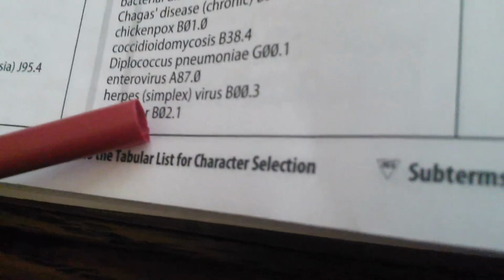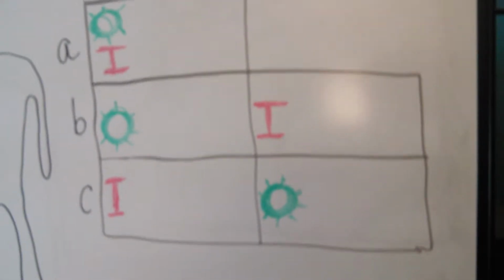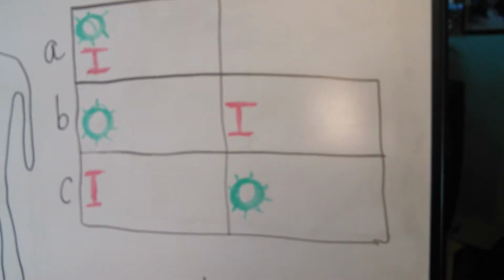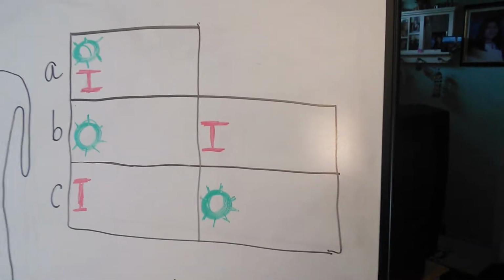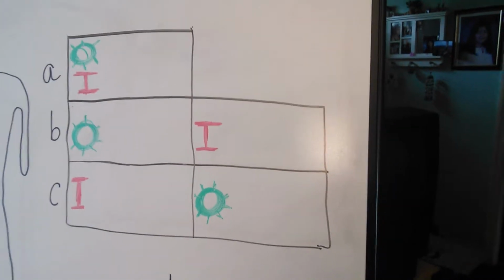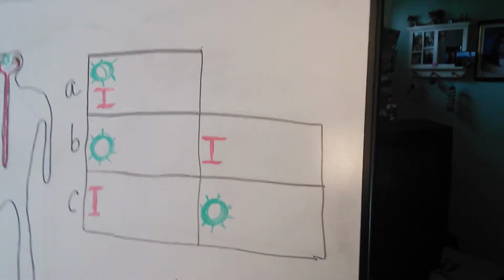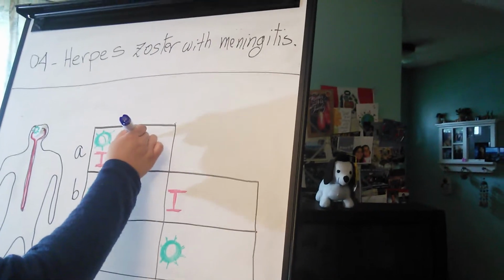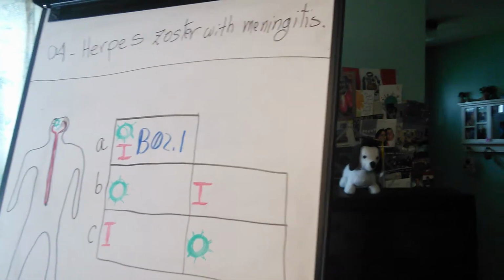Now this is only one code. So in our table, which of the 3 ways to solve these problems is the one that we need for this particular one? A, B, or C? A. We need A because it's just one code, or a combination code, and this one code represents the virus and the infection. So can you write the code, please? B02.1. That is the code.